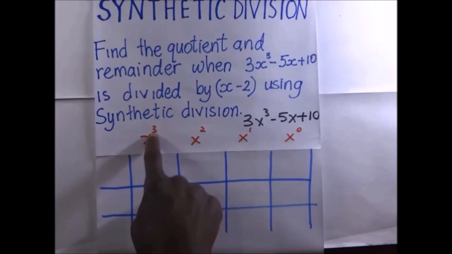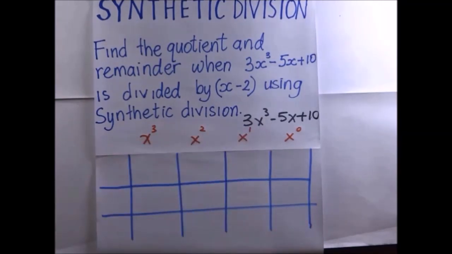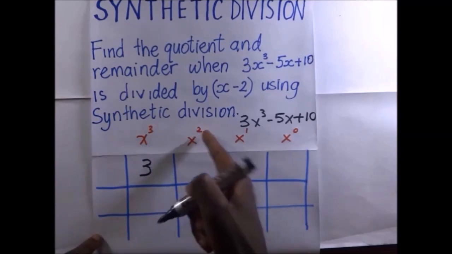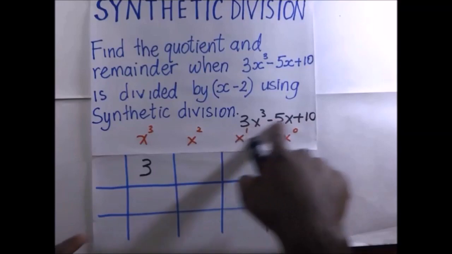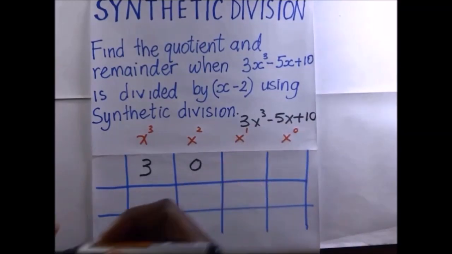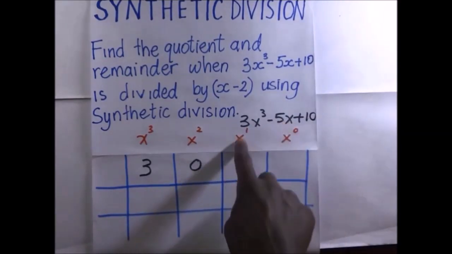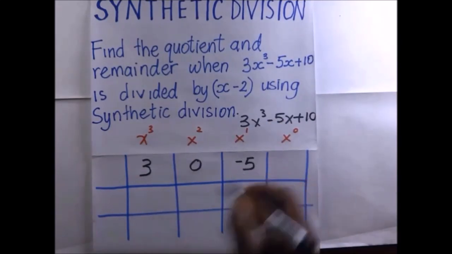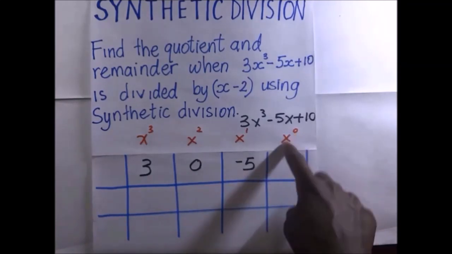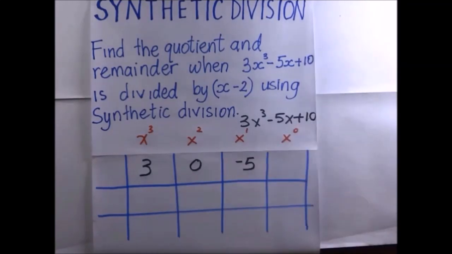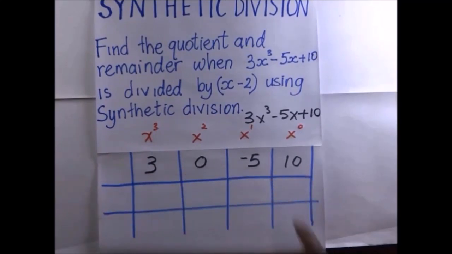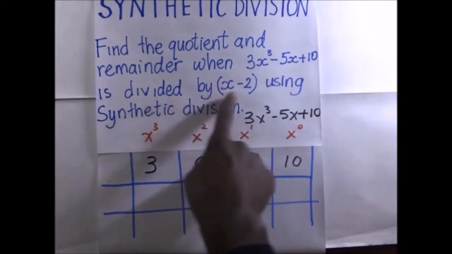So our coefficient of x to the power 3 is 3. So we put here the 3. For x to the power 2, we do not have any term that is x to the power 2, so that is 0. Our coefficient of x to the power 1 is negative 5. Our coefficient of x to the power 0, any number to the power 0 is 1, so the number here is 10. Like that.